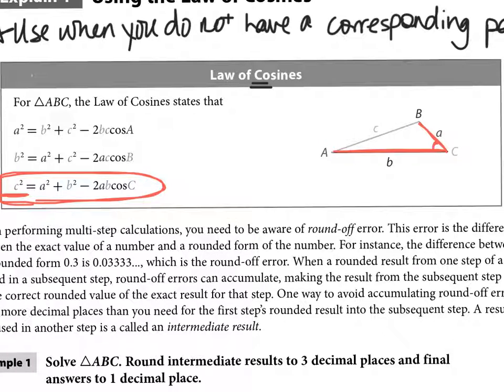And this formula gets a little bit easier to remember, but basically you set up Pythagorean theorem, and then you subtract 2 times the two sides that you know times the cosine of the angle that you know. So let's look at one of those examples together.